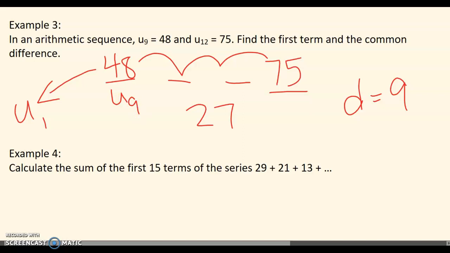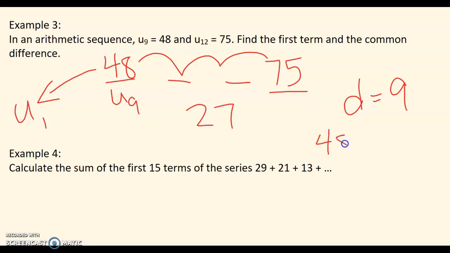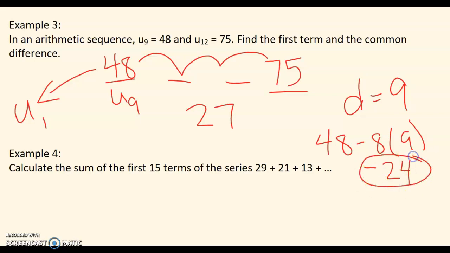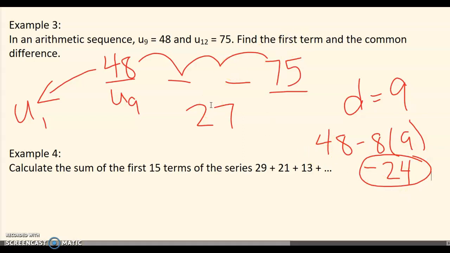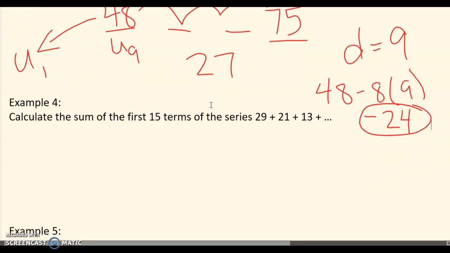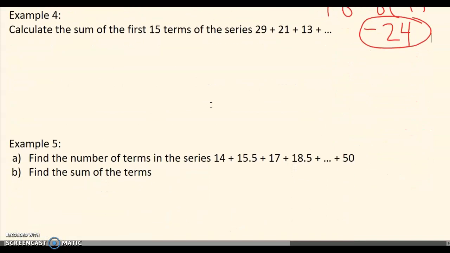So 48 minus 8 nines is 48 minus 72, which is negative 24. So that is our first term. That's really the same thing as using the formula, but I like to think of it as logic, so that's why I said it that way.